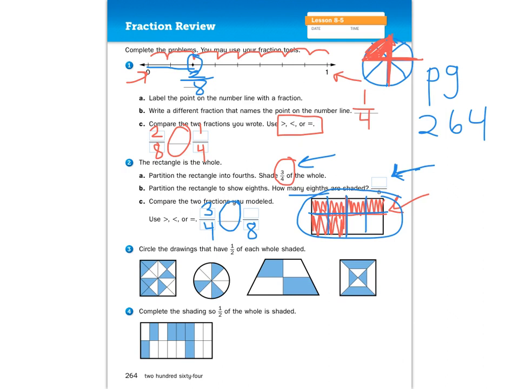Number 3, circle the drawings. Big clue there, drawings means there's going to be more than one, that have half of each whole shaded. So you need to look at each of the drawings and try to figure out, do they have half of each of those wholes shaded? Then number 4, complete the shading so that 1/2 of the whole is shaded. So this whole rectangle right here, that's the whole. You want to make sure that half of that rectangle is shaded.